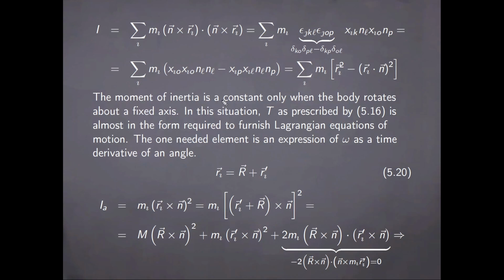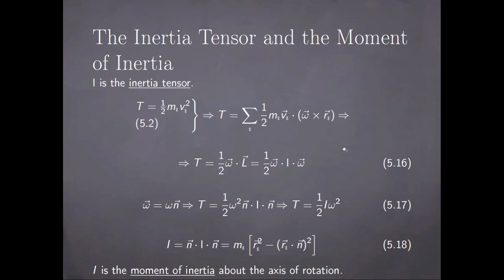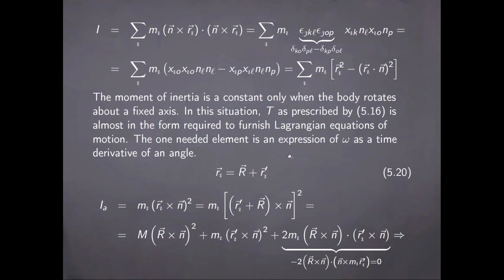Now, the moment of inertia is a constant only when the body rotates about a fixed axis. In this situation, the kinetic energy as prescribed by result 516, so the one here, is almost in the form required to furnish Lagrangian equations of motion. The one needed element is an expression of omega as a time derivative of an angle.